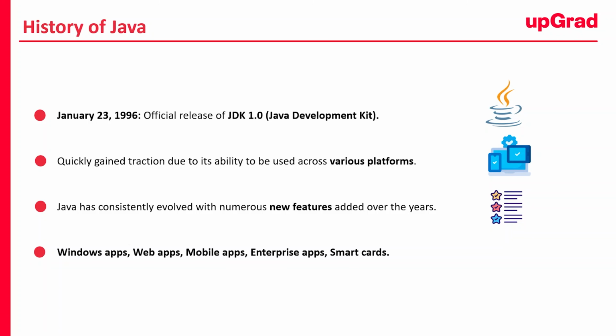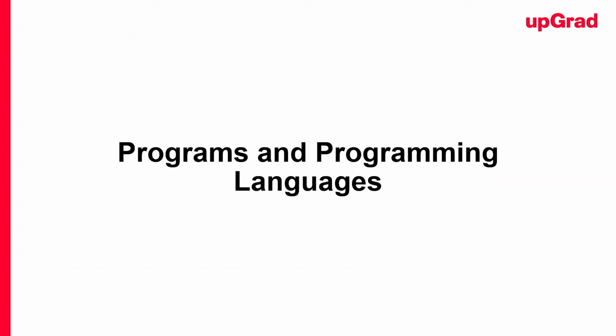Today, it's used in everything: Windows apps, web apps, mobile apps, enterprise solutions, and even smart cards. And as I mentioned earlier, Java also plays a huge role in games like PUBG. So, from a little accidental invention in the 90s to being everywhere today, Java's journey has been nothing short of amazing. Now, before moving on to Java, we need to understand how programs and programming languages function, setting the stage for understanding Java's role in the broader landscape.